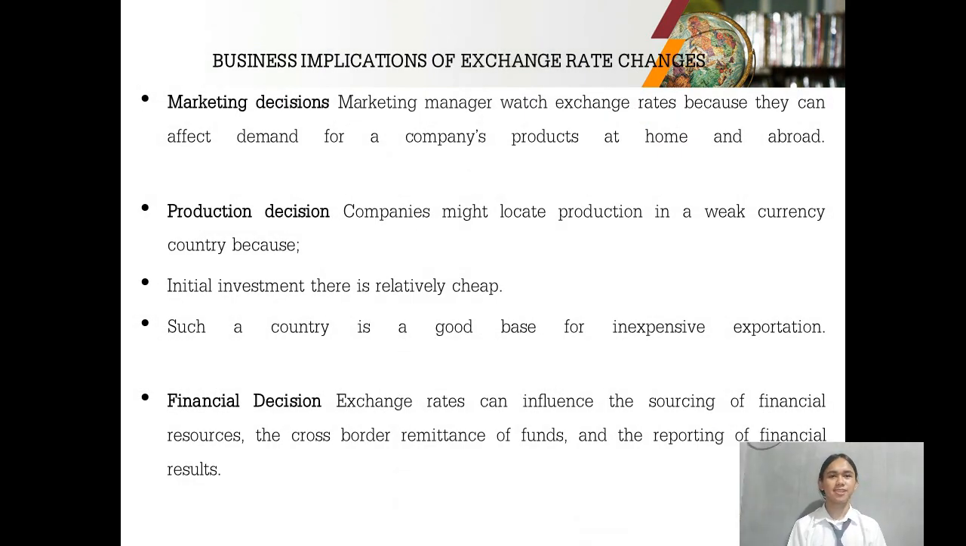Business implication of exchange rate changes. First, marketing decision. Marketing managers watch exchange rates because they can affect demand for a company's products at home and abroad. Exchange rate refers to the value of the currency of one country to another country. Exchange rate might be a sign of the strength of the economy of a country. For example, if the exchange rate is higher for a certain country's currency, the country's economy is considered to be strong. Exchange rate affects the marketing decision of a company.